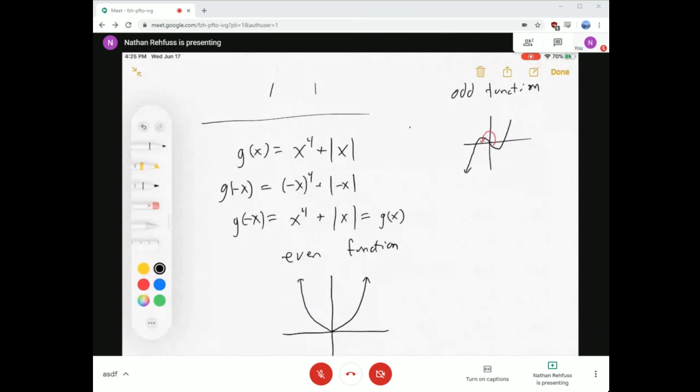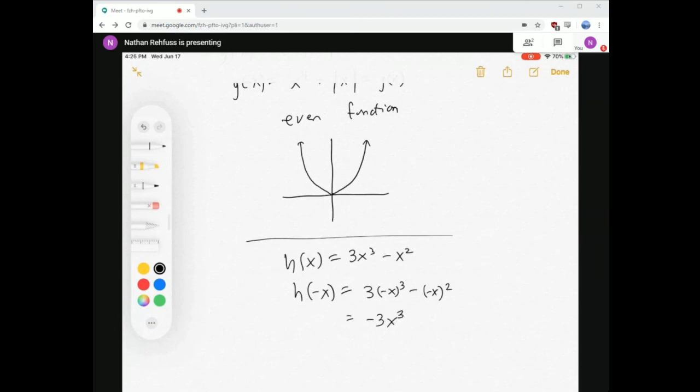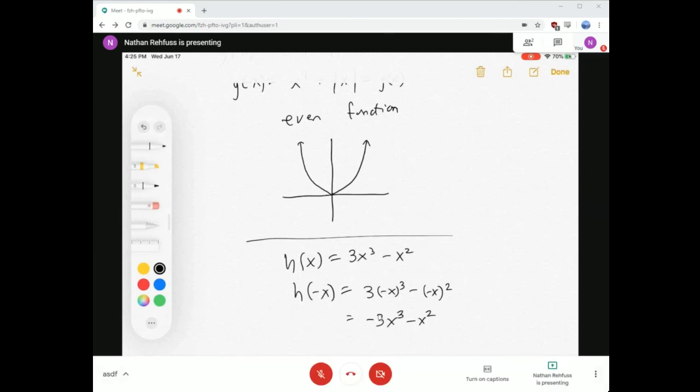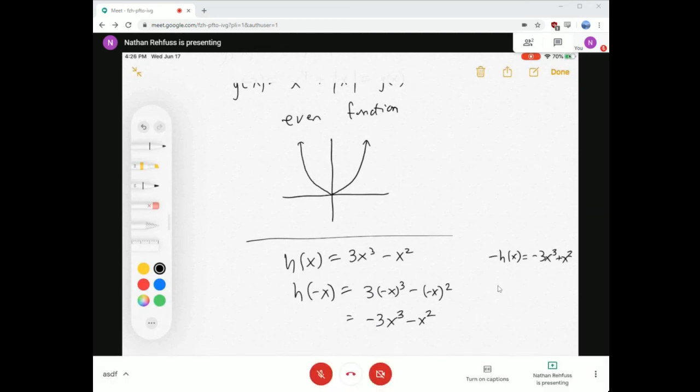And of course, some functions are neither one. So if I said h of x is 3x cubed minus x squared, well, h of negative x would be 3 times negative x cubed minus negative x squared, which is negative 3x cubed minus x squared. And that's not the same as h of x, because this term's negative. But it's not the same as negative h of x. Negative h of x would be negative 3x cubed plus x squared. Minus sign goes to both terms. So this isn't the same as either one, so it's not even and it's not odd.